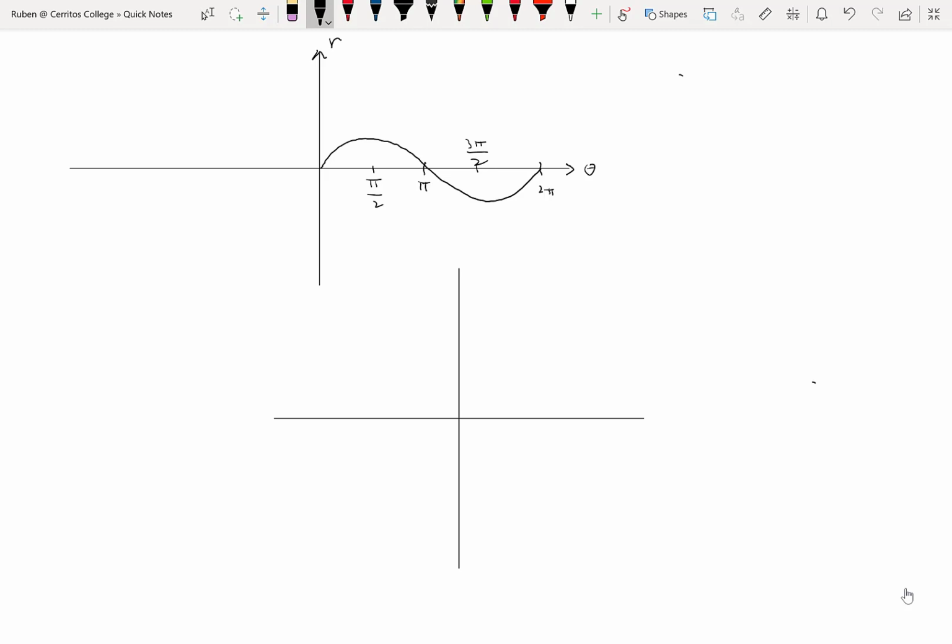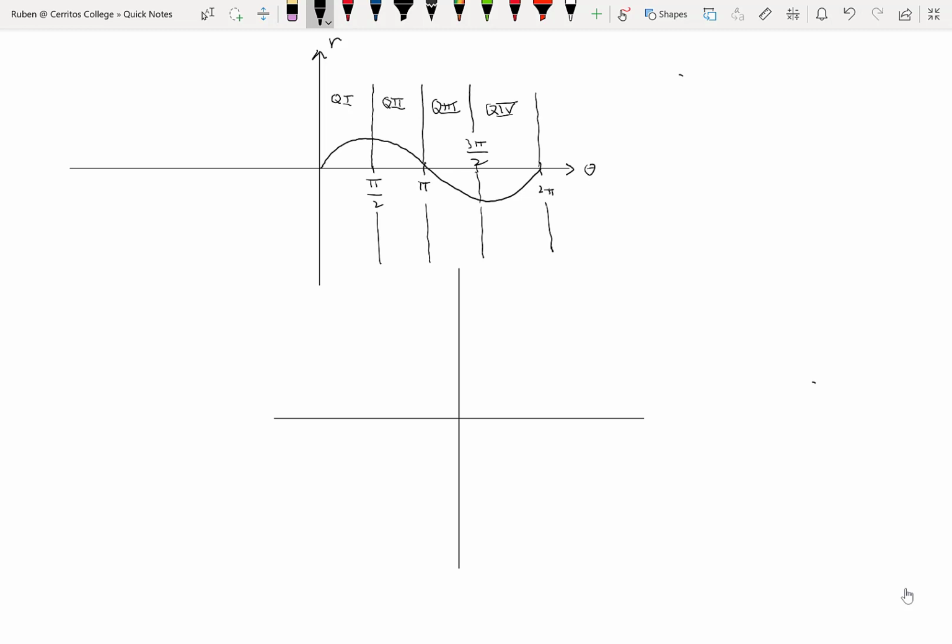In the first quadrant of the polar plane, the angle varies between 0 and pi over 2. So let's look back at the graph in the rectangular plane, where theta varying between 0 and pi over 2 corresponds to quadrant 1 in the polar plane. As theta varies between pi over 2 and pi, we get the second quadrant in the polar plane. In quadrant 3, theta varies between pi and 3 pi over 2. And finally, as theta varies between 3 pi over 2 and 2 pi, we get a graph in the polar plane in the fourth quadrant.